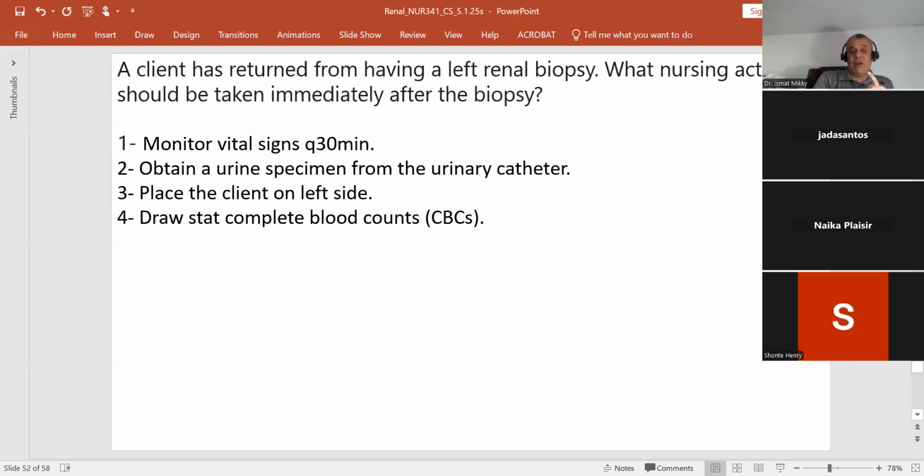And then for liver also, I will just mention that, just to know about liver as well, because we'll cover this in Adult Health 3. So what about renal biopsy? This one is a left renal, kidney. So biopsy taken, you just received the patient immediately after the procedure. How would you position the patient? Or what nursing action should be taken immediately after this procedure?